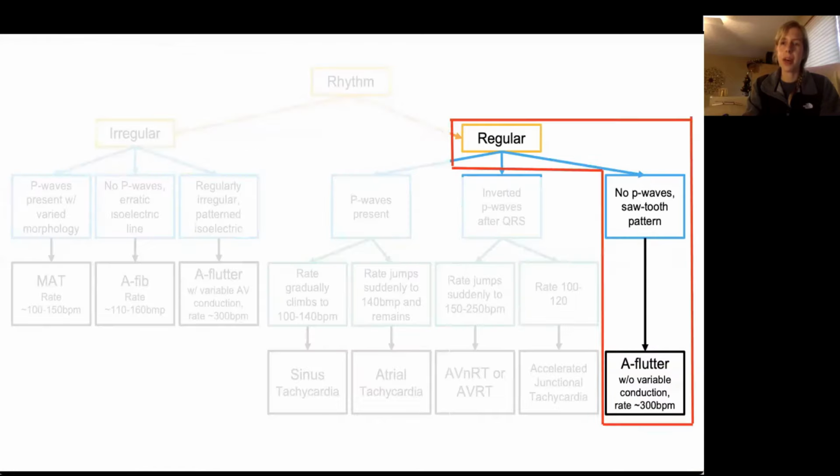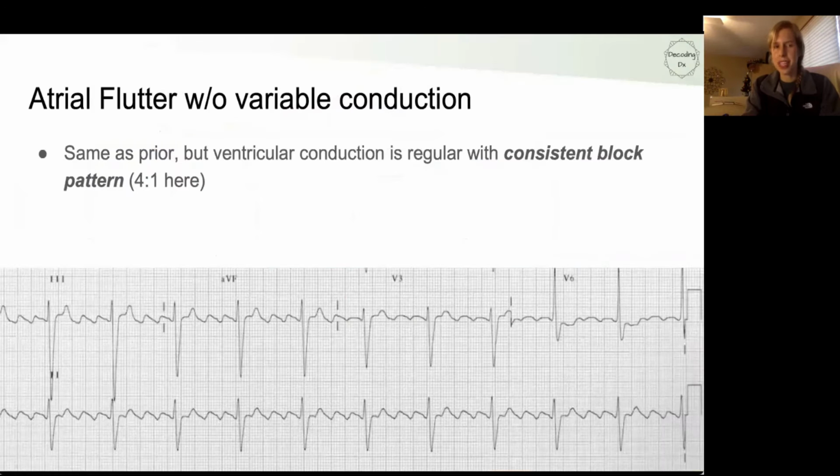Lastly, we're going to talk about if there are no P waves and you see that sawtooth pattern, and we all know that buzzword, sawtooth means atrial flutter. In this instance, this is flutter without variable conduction. So in our previous episode, we talked about AV flutter with variable conduction, where the ratio between flutter waves and QRS was inconsistent. This is a very similar situation, but in this case, there is a consistent block pattern.